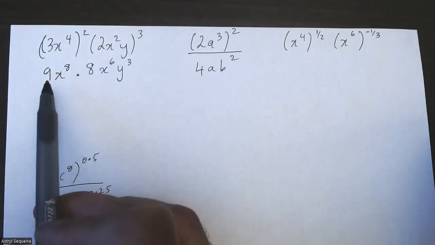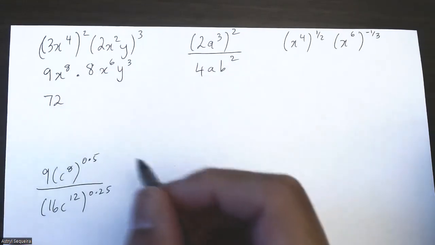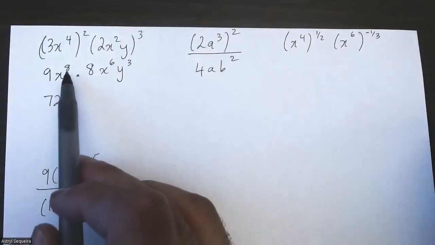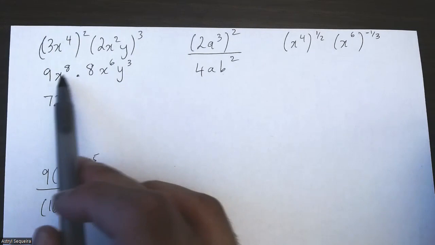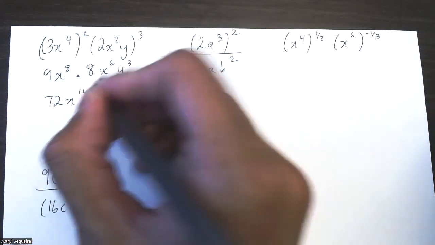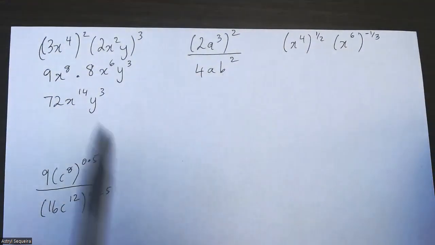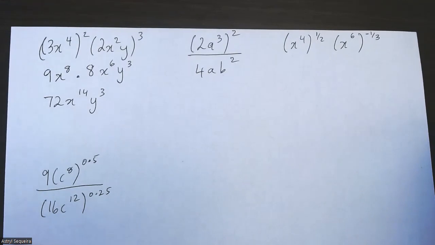Now I can simplify this even further by doing 9 times 8 is 72. And for the x terms, I'm going to add my exponents. So 8 plus 6 is 14. And the y term just stays the same because there's nothing else. And then that's my final solution.